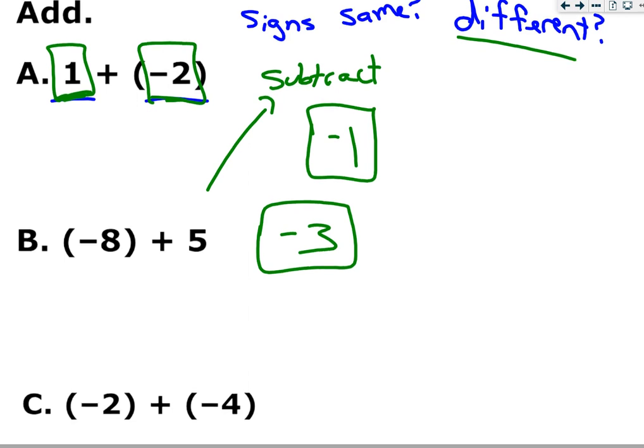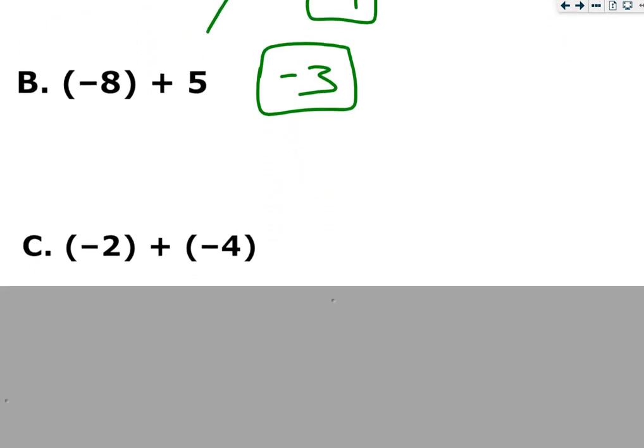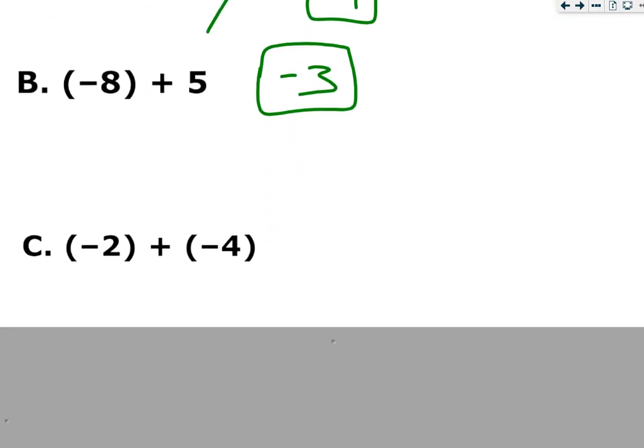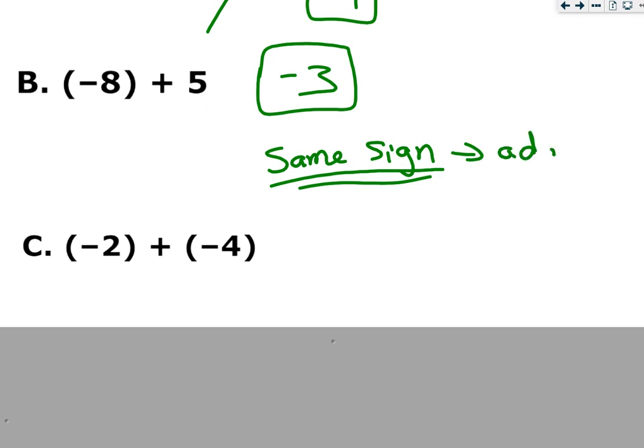And the last one. 2, negative 2, and negative 4. They are the same sign. And if you look back in your note, that means you need to add the numbers. So 4 and 2 quite easily is 6. And if you just look at the same sign, they are both negatives. So therefore, our answer is a negative 6.